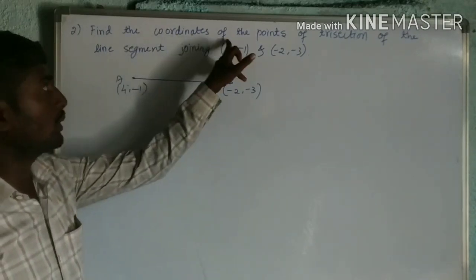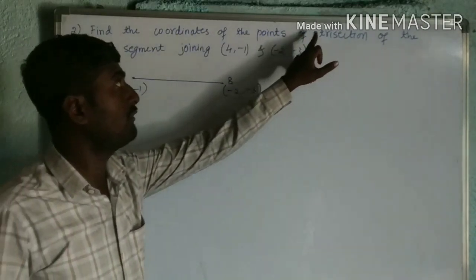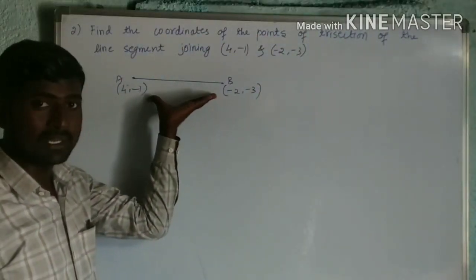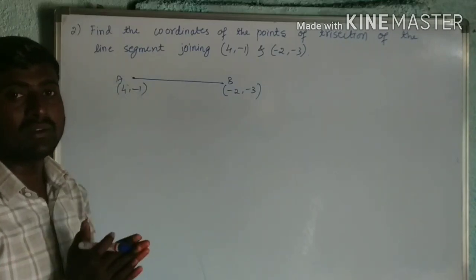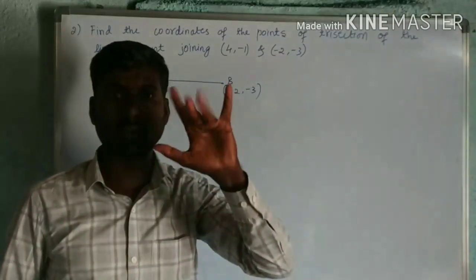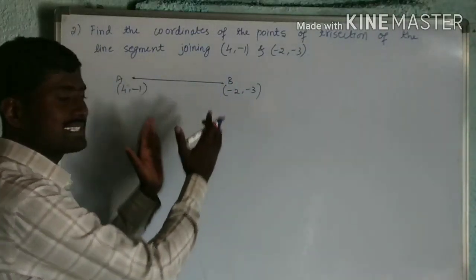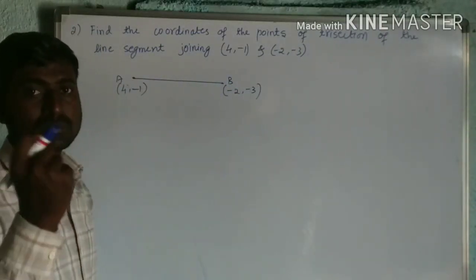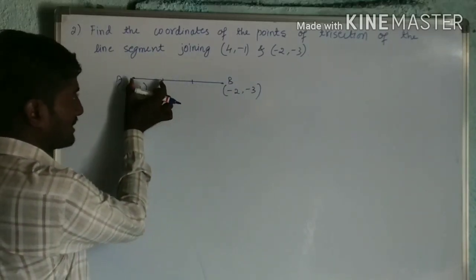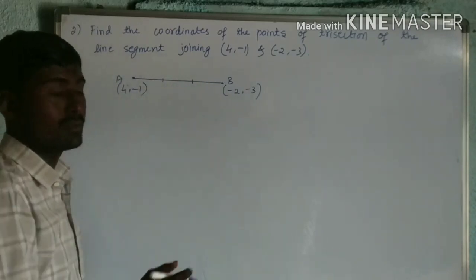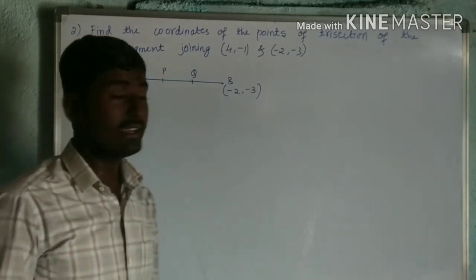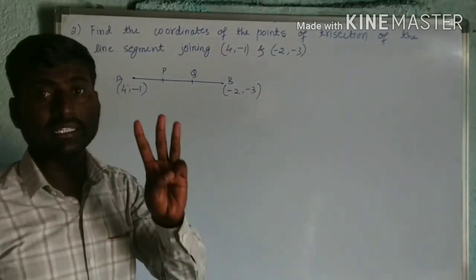Now find the coordinates of the points of trisection of the line segment. This line segment AB is divided by 2 points, means a trisection is there. Trisection means 3 equal parts. So to make this line segment 3 equal parts, there must be 2 points. So this is one and this is another one. There are 3 equal parts, this portion and this portion must be equal. So I'll take this as P and this I'll take as Q.